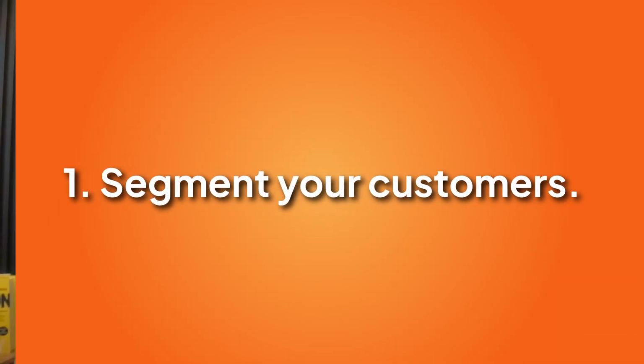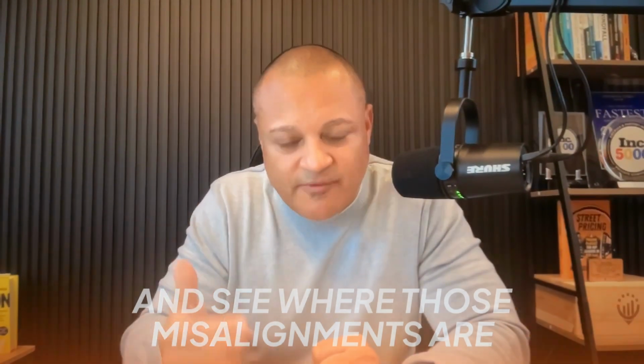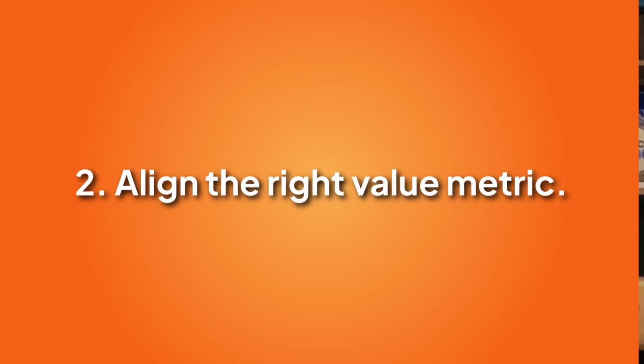So the first step is segment your customers. Get the data, a simple data extract of all your customers in your base, and then you want to start sorting these guys out, again, by NRR, expansion, by LTV, and by usage patterns, whether it's documents uploaded or downloads or messages, whatever that is. Look through those volumes and see where those misalignments are. So the first thing is segment. The second step is to align the right value metric.